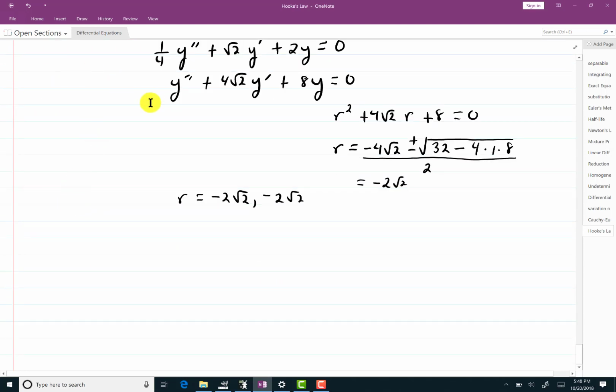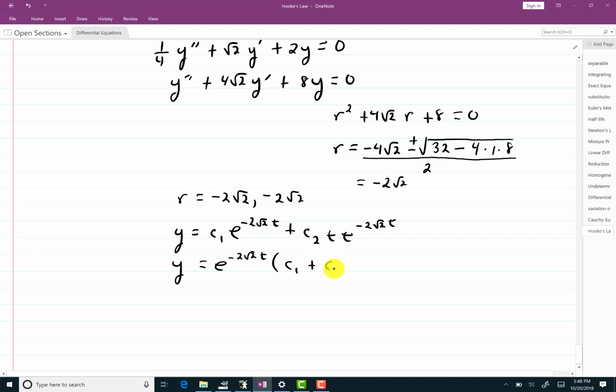So the equation of motion is quite a bit different this time. Now it's y = c1 e^(-2 radical 2 t) + c2 t e^(-2 radical 2 t). This, of course, is because of the repeated root. It might even be easier to factor out the e, and I may do that if I think it will help. So let me rewrite this as e^(-2 radical 2 t) times (c1 + c2 t).